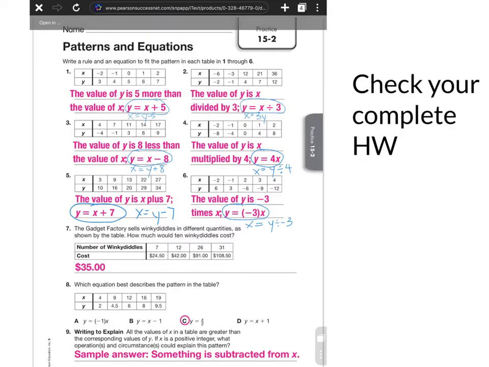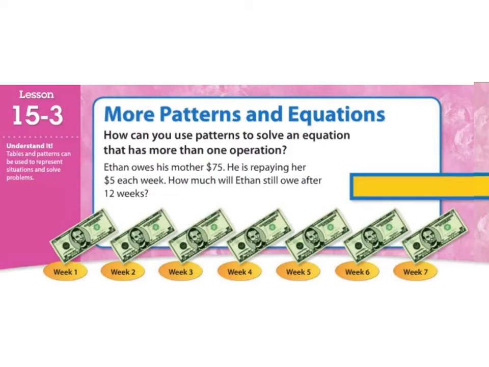Moving on in 3, 2, 1. Alright, so yesterday we looked at tables, but today the patterns from the tables won't just be like y equals x plus 5. It'll have two operations with it, and you'll see very soon what I mean by that. So how can you use patterns to solve an equation that has more than one operation?